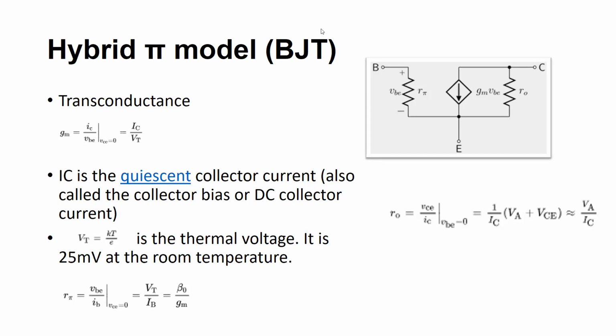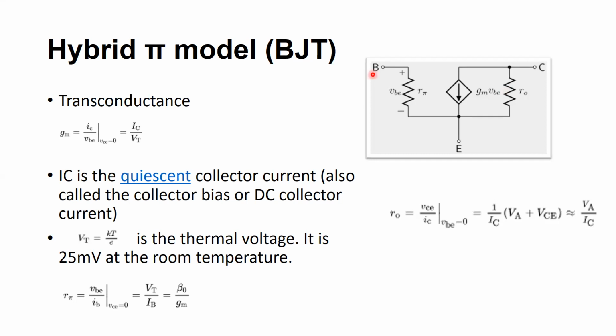If you remember, in a previous video, we talked about the h-parameter model of the bipolar junction transistor. This time, we are going to talk about the hybrid pi model of the transistor. As you can see on your screen, I have this equivalent circuit, or a model representing the bipolar junction transistor. So how do I know this?